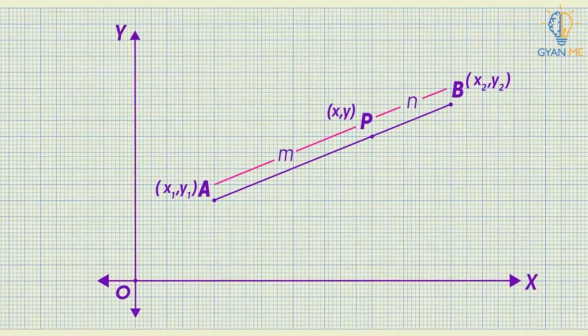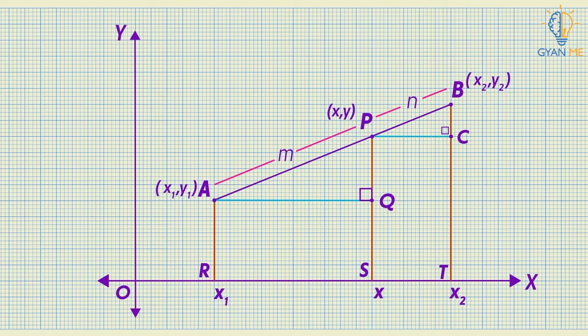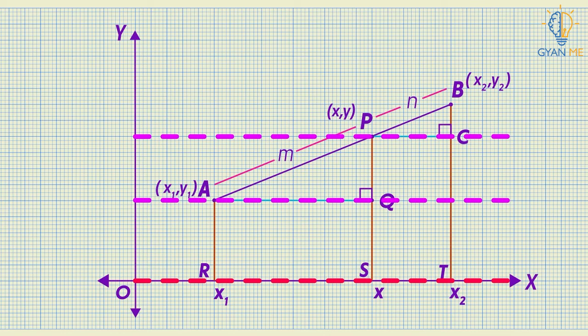For that, say we have a line segment AB and point P such that AP is to PB is equal to m:n, or AP upon PB is equal to m upon n. Now let's draw perpendiculars AR, PS and BT to the x-axis from points A, P and B respectively. Next, let's draw a line segment AQ and line segment PC parallel to the x-axis.